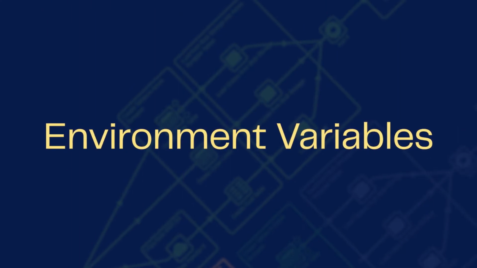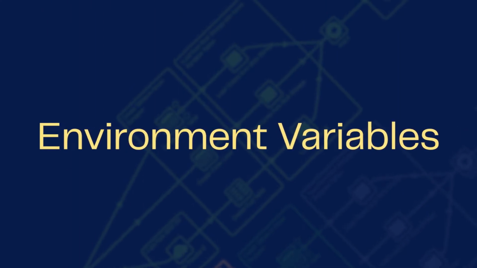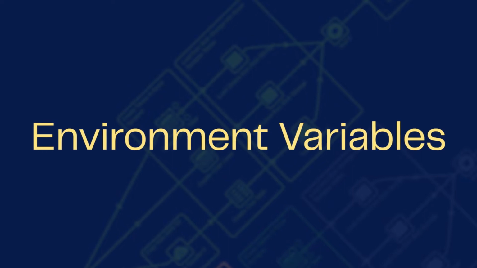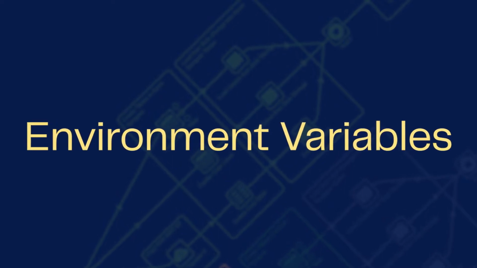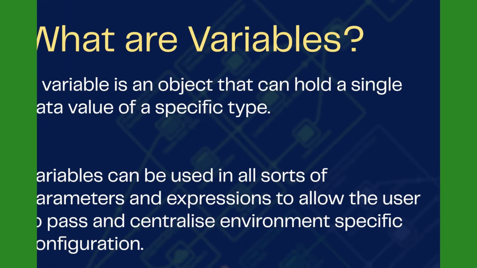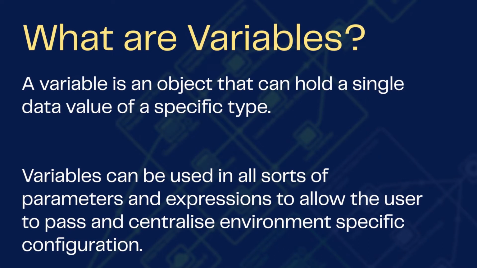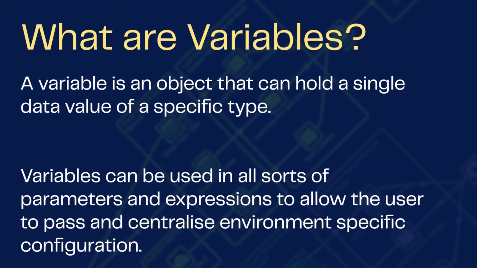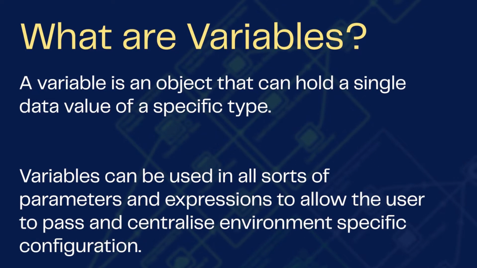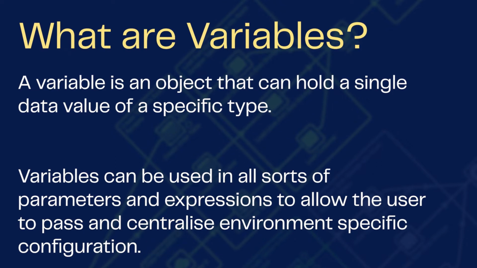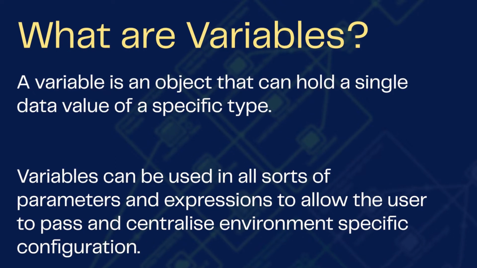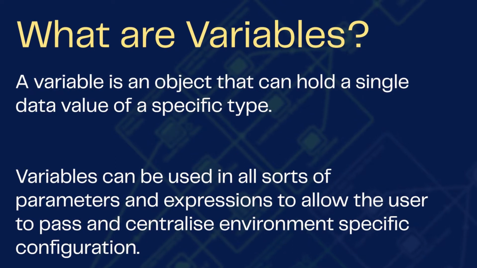In this video, we'll be exploring environment variables in Matillion ETL, how they work, and how to set them up in a job. A variable is an object that can hold a single data value of a specific type. Variables can be used in all sorts of parameters and expressions to allow the user to pass and centralize environment-specific configuration.